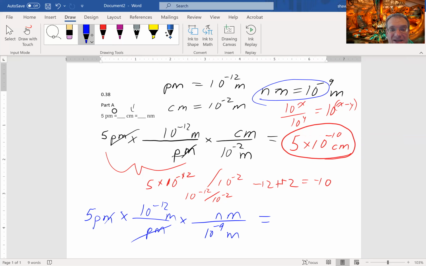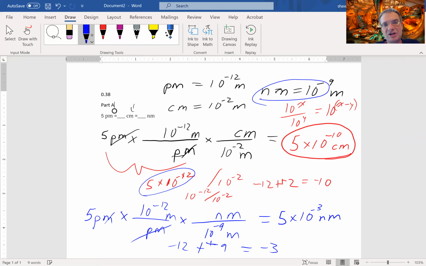5 times 10 to the negative 12th is to the negative 12th. So then I have a negative 12 minus a negative 9, because I'm dividing by that 10 to the negative 9th power. Minusing a negative is adding. So that gives me a negative 3. So I have 5 times 10 to the negative 3rd nanometers.